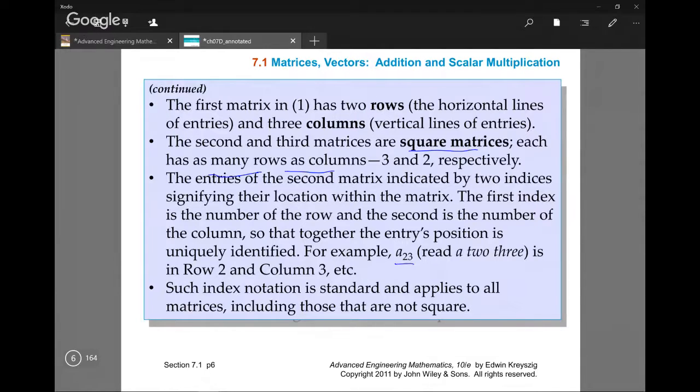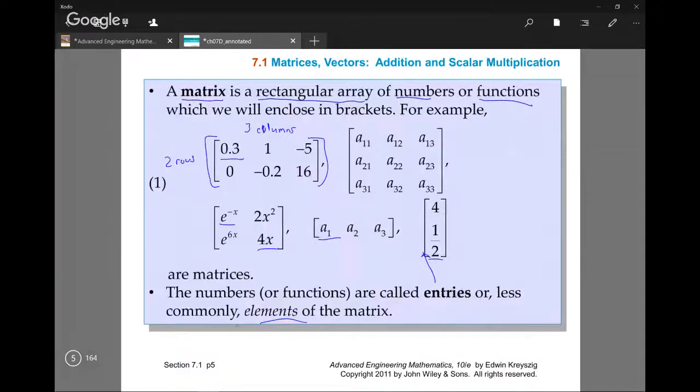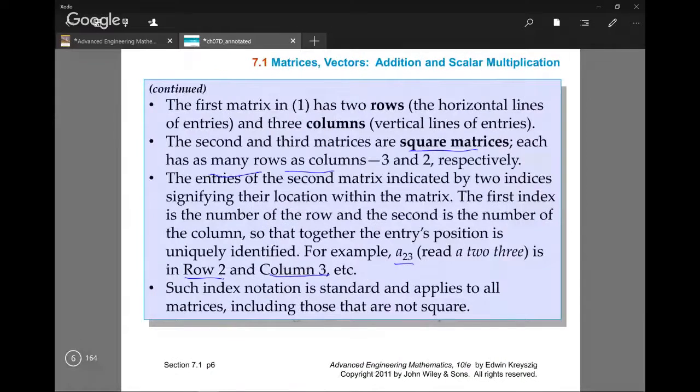Notation for entries, so A2,3 is the row 2 and third column. So for example, A2,3 is this element because it's the second row and the third column. Okay? And this is standard, can be used for square or rectangular matrices.